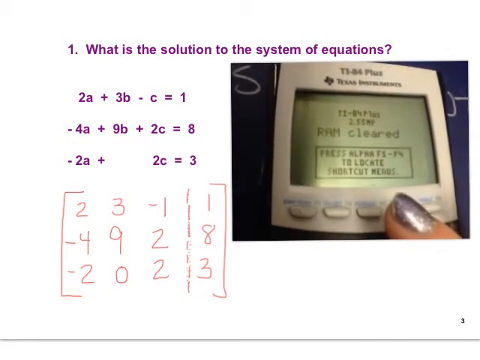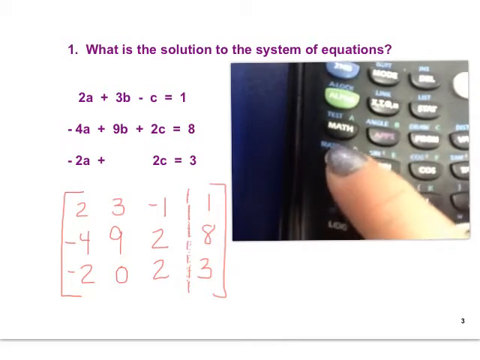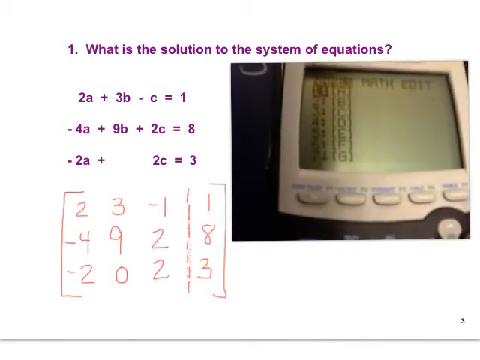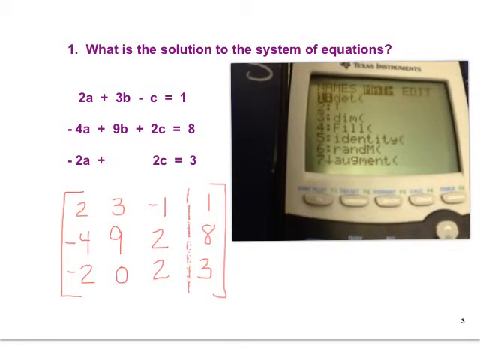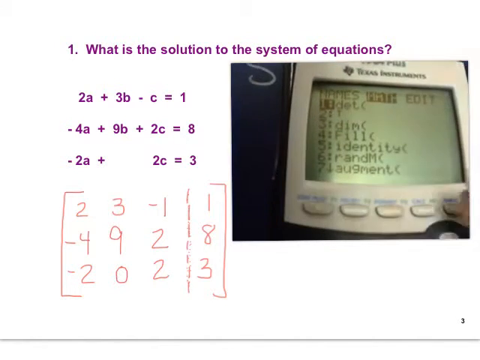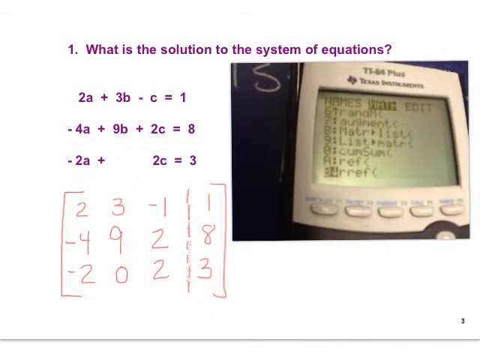Okay, so the first time I'm going to just go to the matrix menu. If you'll look here in blue, you'll see the word matrix. If you'll push second and then that button, and I'm going to go over to math. You know that we have used this menu here to find the determinant of a matrix before. We're looking for something called RREF, Reduced Row Echelon Form.